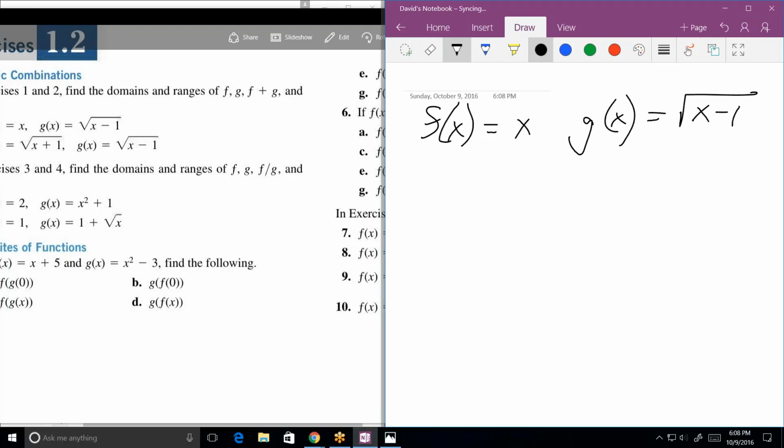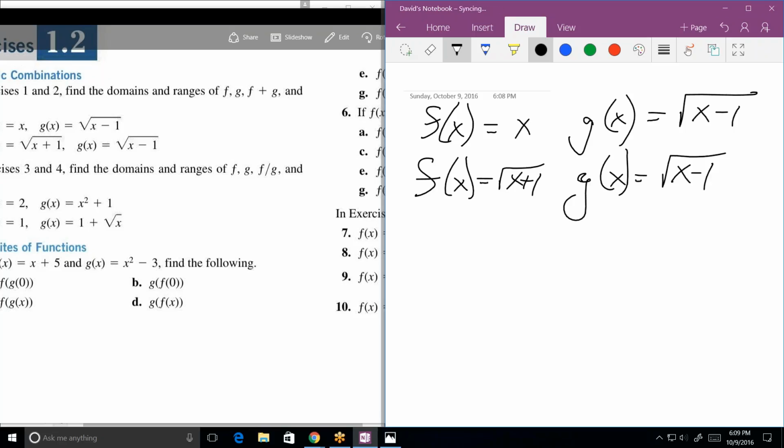Yes. What's to the left of the equal sign on the second row? f of x equals square root of x plus 1, and g of x is square root of x minus 1. Now what I'm confused about is why do I have two g of x's and two f of x's? Because they're different problems, I apologize. It's 1 and 2.